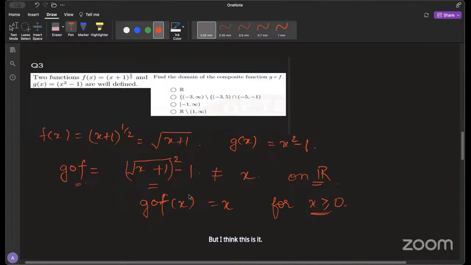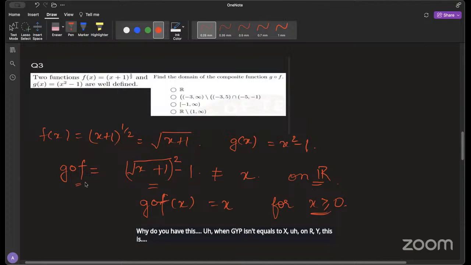It's still not x. Ma'am, why is GOF not defined on R? Ma'am, when GOF isn't equal to x on R, why is this?